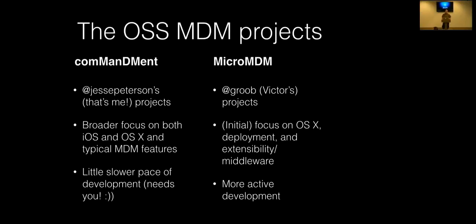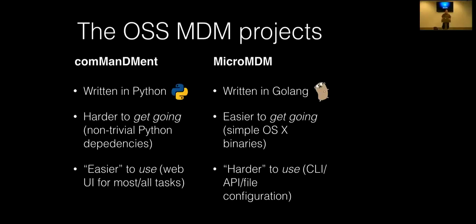Commandment's a little slower pace of development. Micro MDM is probably a little bit more active, but that just means it needs more people involved. So please get involved. Commandment is written in Python, Micro MDM Golang. Commandment's probably a little harder to get going because there's some non-trivial Python dependencies. Micro MDM is probably a little easier to get going, being simple OS X binaries. I should say Mac OS now.